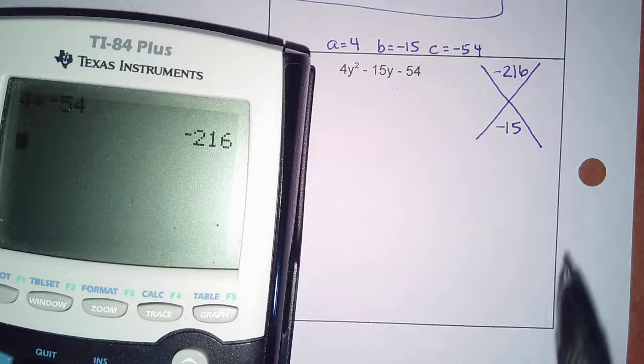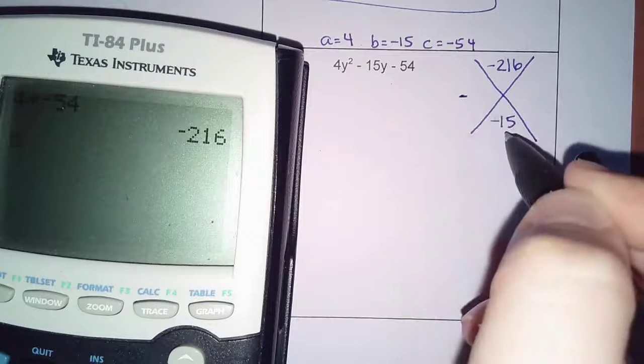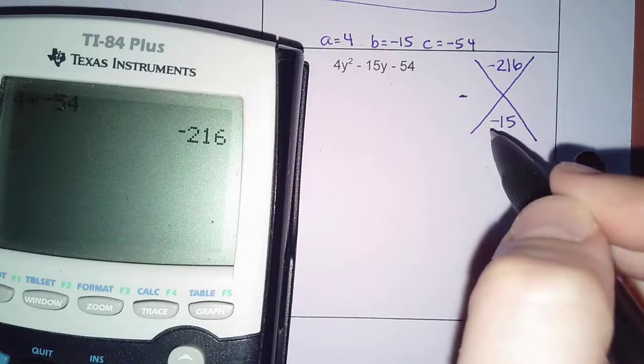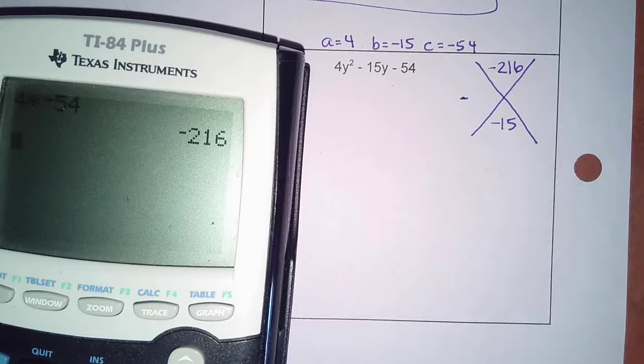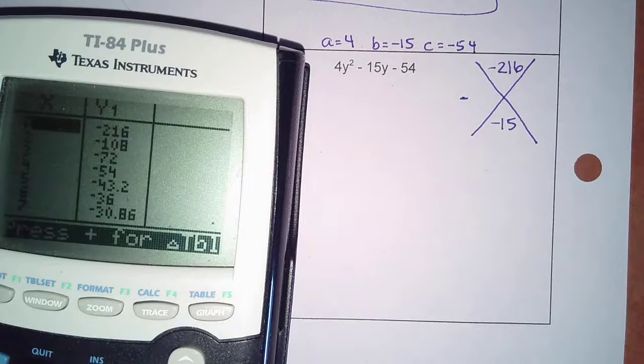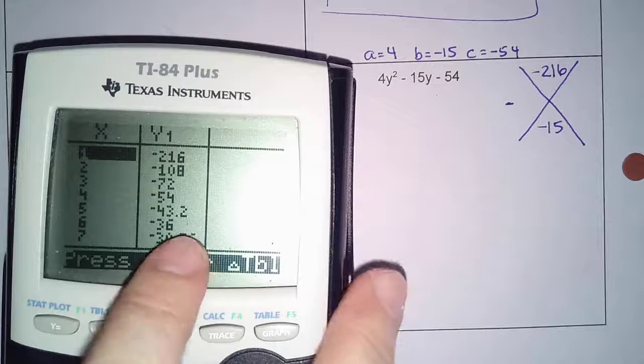All right, so I know these numbers, one of them is going to be negative, the bigger is going to be negative. But they're going to be kind of close to each other. They're going to be only 15 apart. So I'm going to press y equals negative 216 divided by x, second graph. So I need the bigger number to be negative, which is how it starts out.